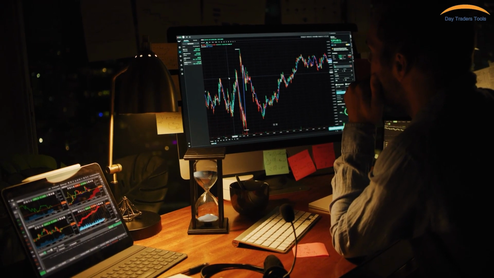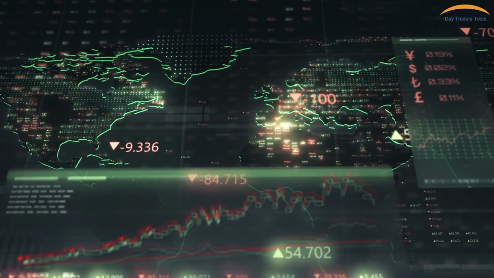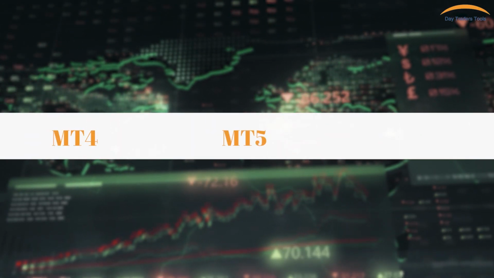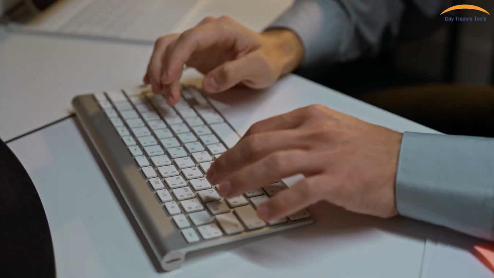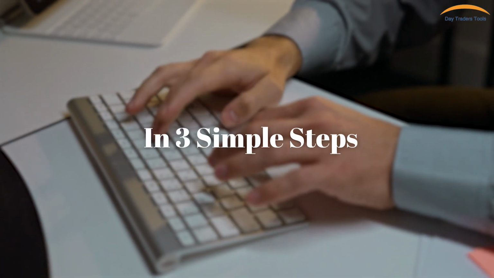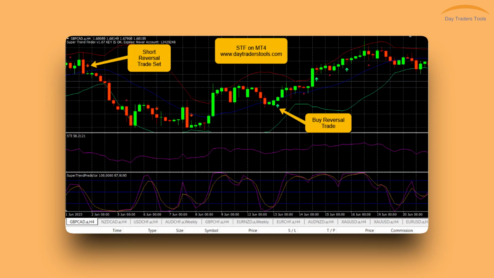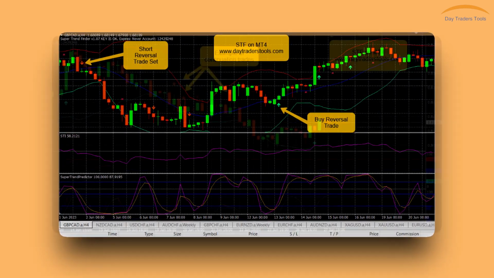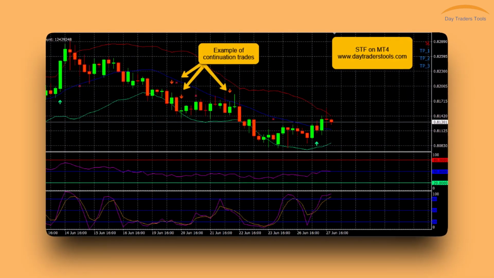Oh, one last point. The Super Trend Finder is compatible with MT4, MT5, and Pro Real-Time platforms. Installation is easy in 3 simple steps. Here's an example of a reversal trade set up on MT4. See a continuation trade example on MT4.